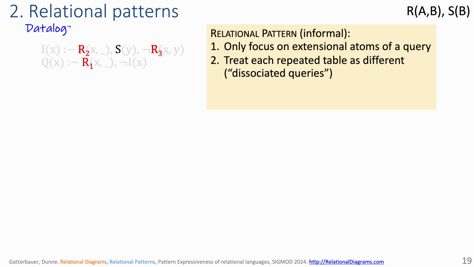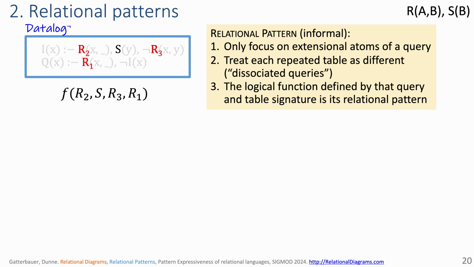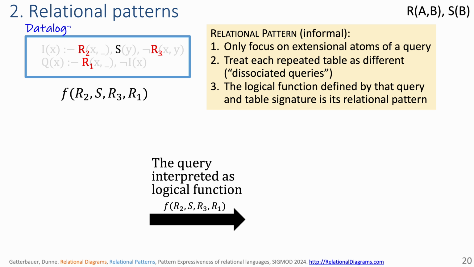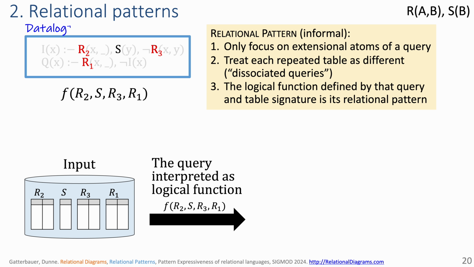Next, we treat each of the multiple occurrences of the R table as separate. We say that we dissociate the tables and call the result the dissociated query. So now the signature of this dissociated query has 4 different tables, R1, R2, R3, and S. And finally, we are focusing on the logical function that is defined by this dissociated query. We say function because every query maps the input, in this case 4 different tables, to an output, and that defines a logical function. So our definition of the relational pattern of a query is the logical function represented by the dissociated query.